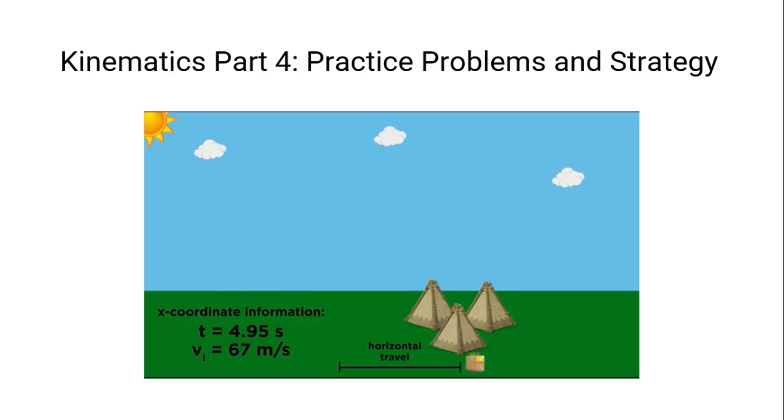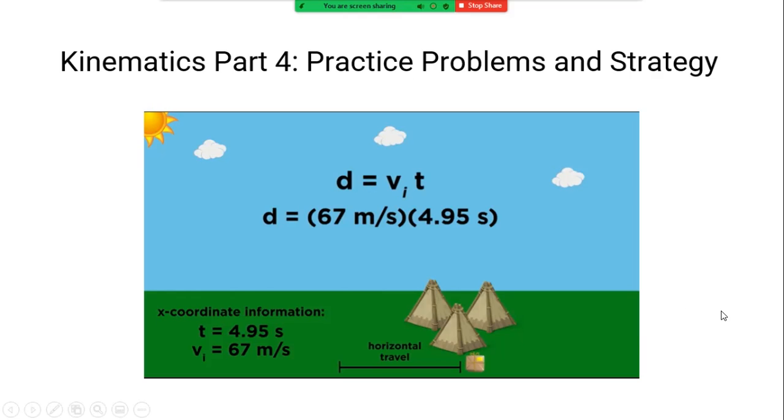Now that we know how long the package is in the air, it is a trivial matter to calculate how far it will travel in the horizontal direction. We simply use the definition of displacement. It is traveling with the same velocity as the helicopter the entire time it is in the air, since there is no acceleration operating in the horizontal direction. So 67 meters per second times 4.95 seconds equals about 332 meters.